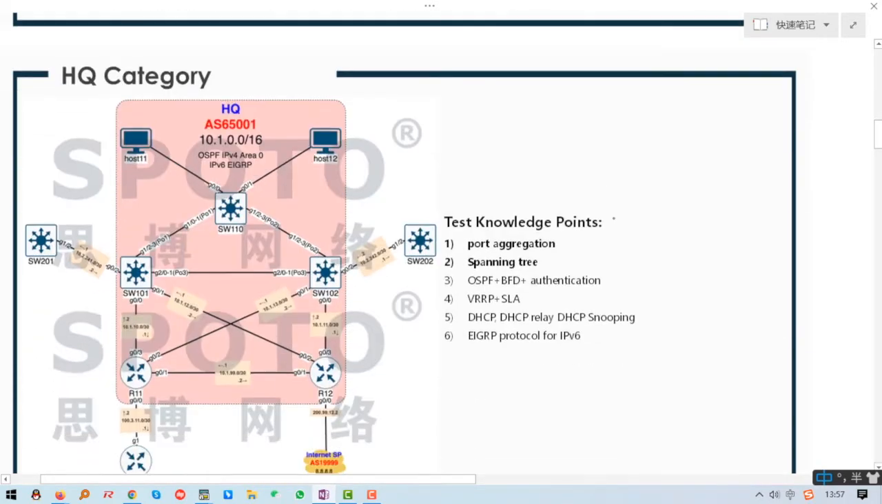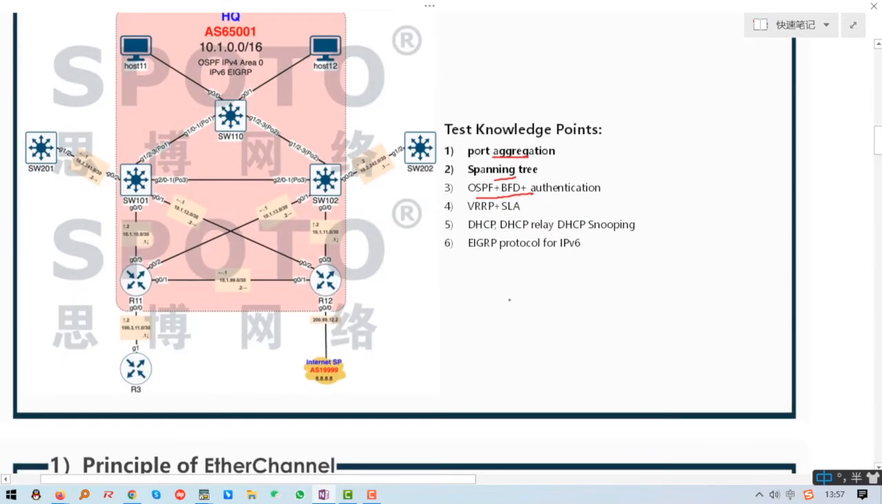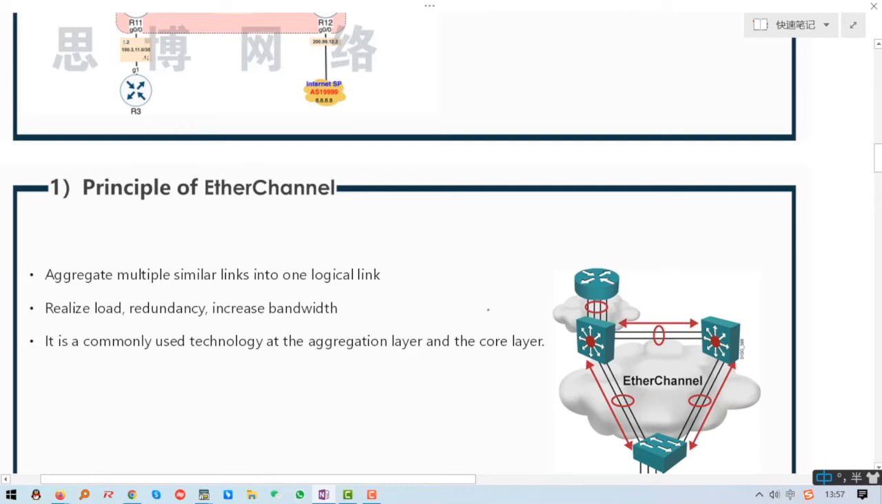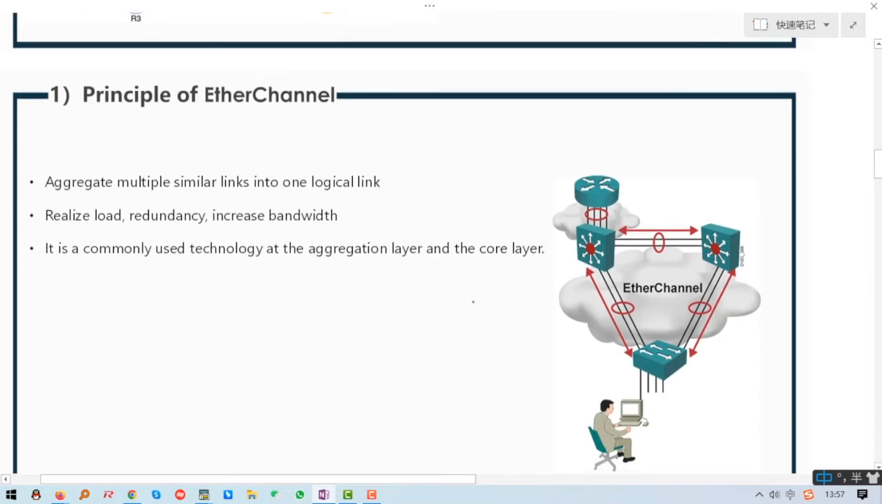So, in the scope of HQ, the main technologies involved are EtherChannel, spanning tree, OSPF, BFD, VRP, SLA, DHCP, EIGRP, and so on. Today we mainly give a technical explanation of EtherChannel. Let's first introduce the EtherChannel technology.